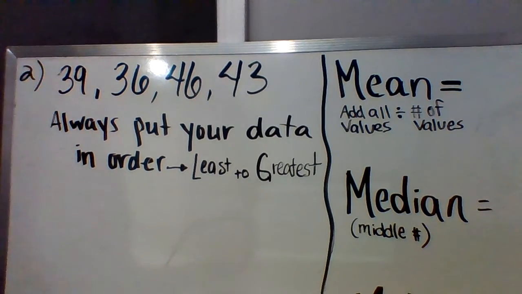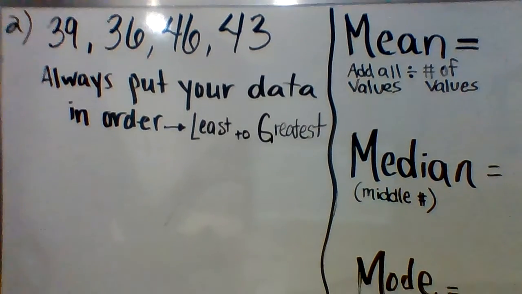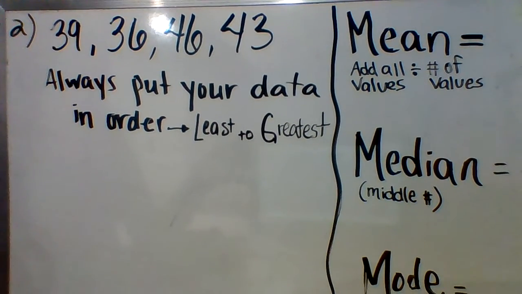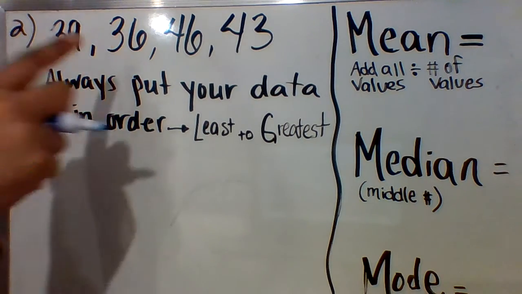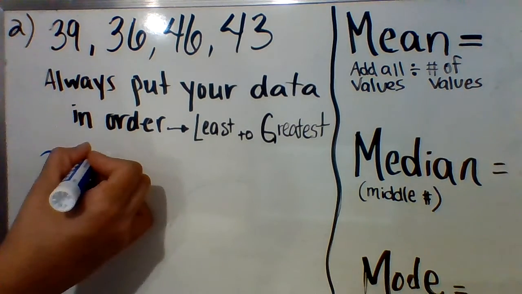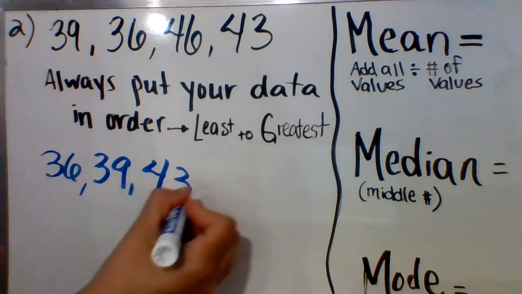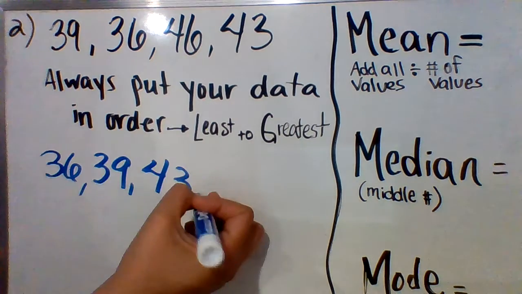This is problem number 2. I'm going to get started with our first step, which I told you was to put the numbers in order. And so we need to go with 36 first because it's the smallest. And then we have 39, and then 43, and then 46 is the biggest number.